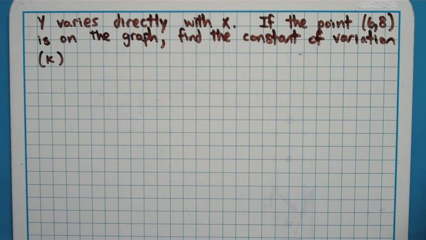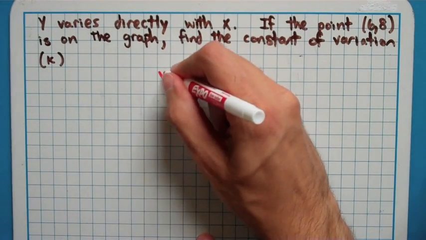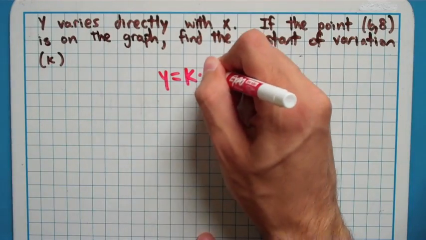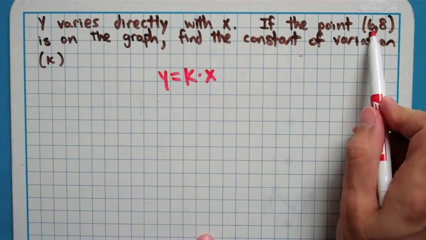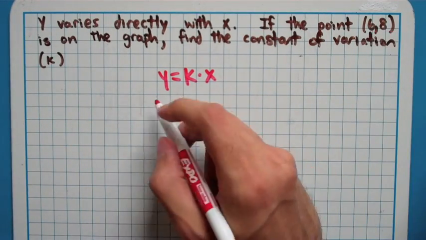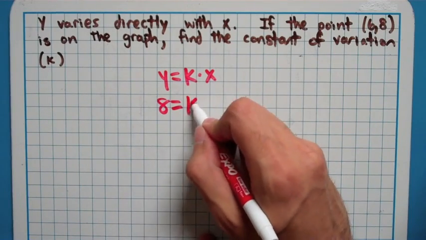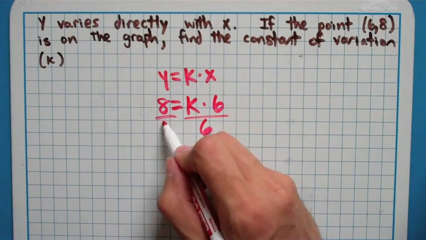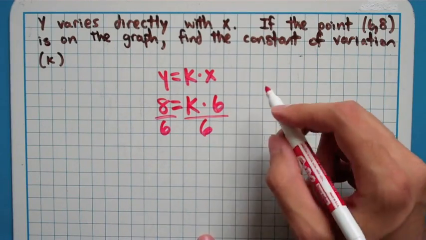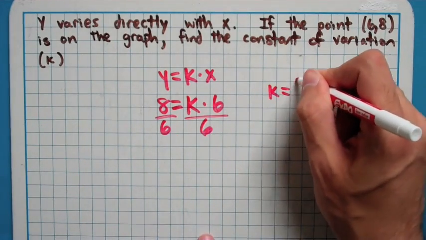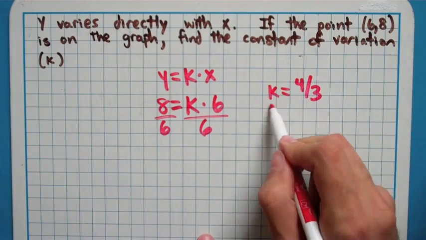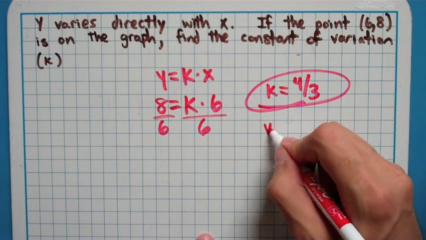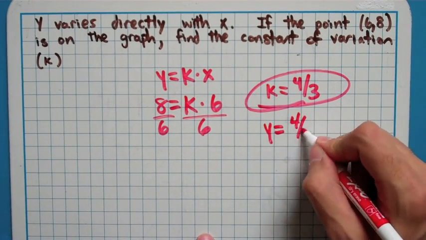So we know what we can plug in for x and y. It's direct variation. It's going to be y equals k times x. We know an x, we know a y, we can plug them in. We get 8 equals k times 6. And solving for k, we get 8 over 6, which if you reduce, you get 4/3. So your constant of variation is 4/3. And if you really wanted to, you could write the equation. It's going to be y equals 4/3 x.